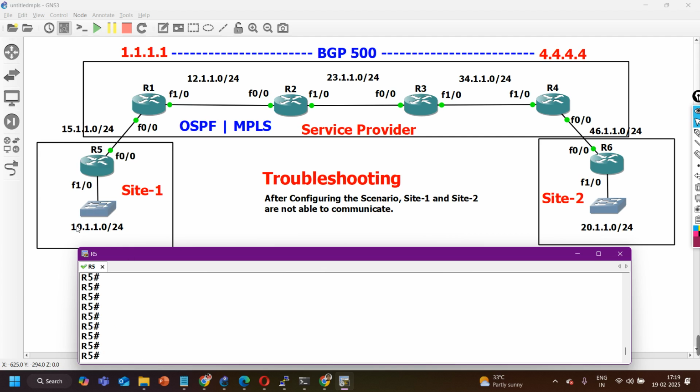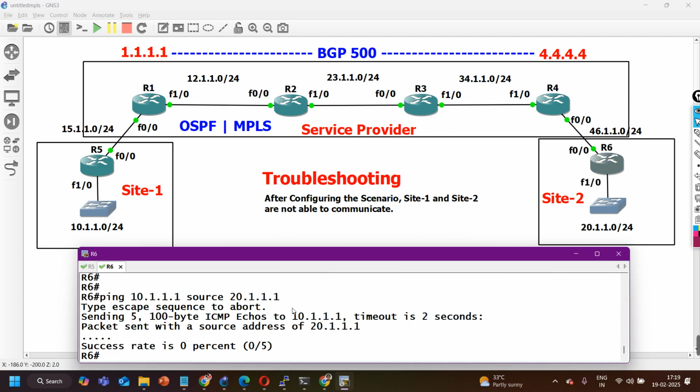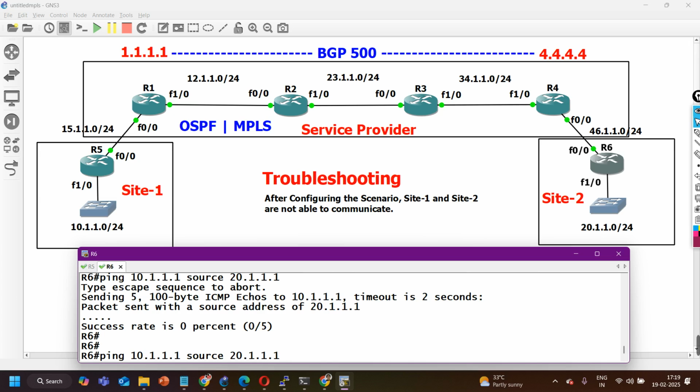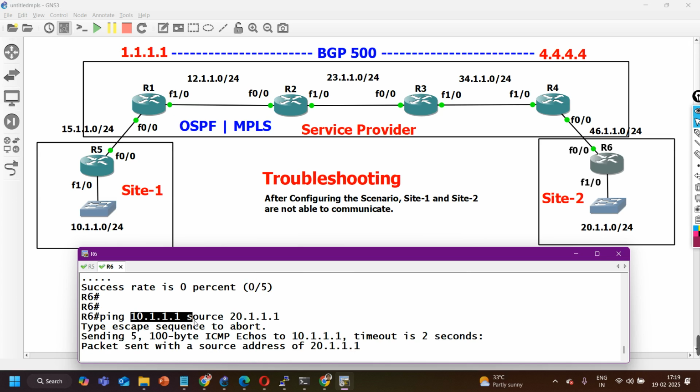Still LAN users are not able to communicate. So definitely maybe the route is not available in the routing table of router 6, so the reverse path is not there between side 1 and side 2. So let me access router 6 also, and here also I try to ping 10.1.1.1, meaning the host in side 1, from the host of side 2, and you can see the ping is not working.